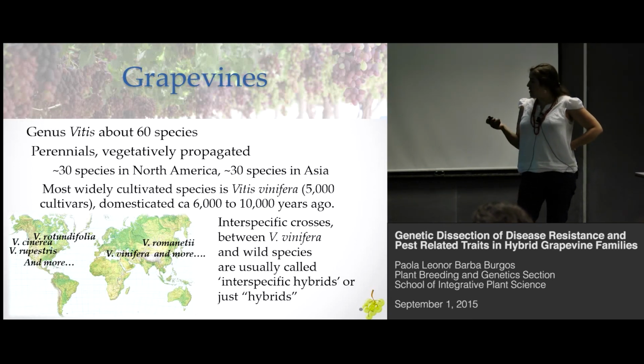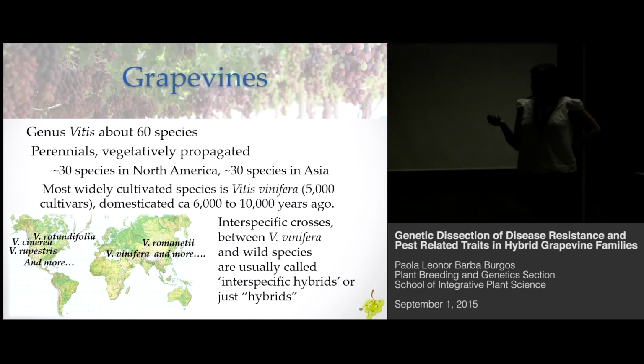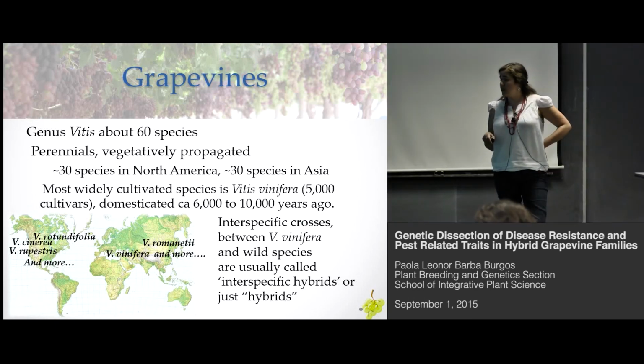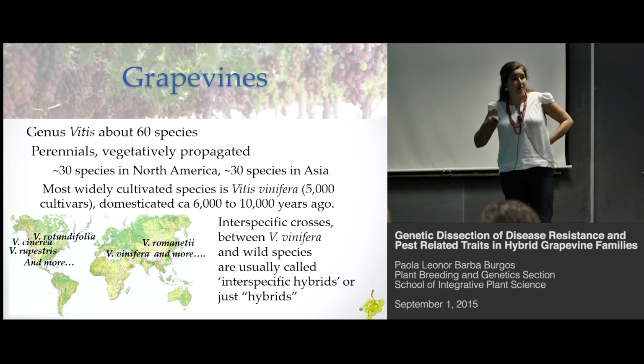Just a clarification: when I'm talking about hybrids here, in grapevines, when you do interspecific crosses between Vitis vinifera and wild species, they're usually called interspecific hybrids or just hybrids. So when I'm referring to hybrids here, don't think of maize hybrids. It's something completely different.